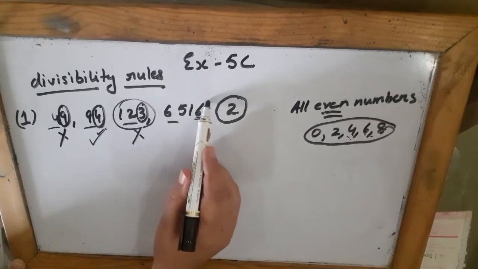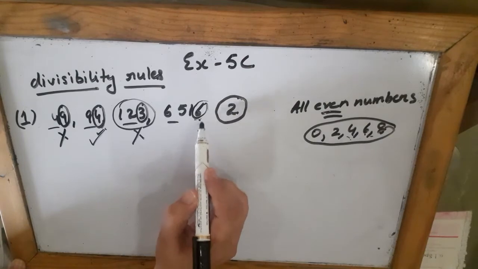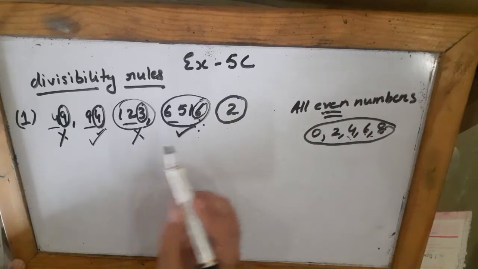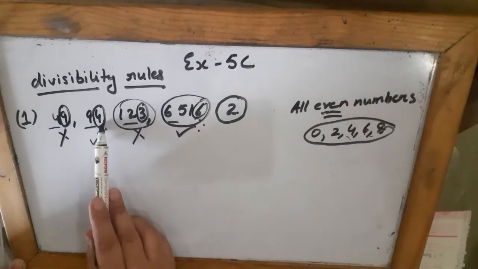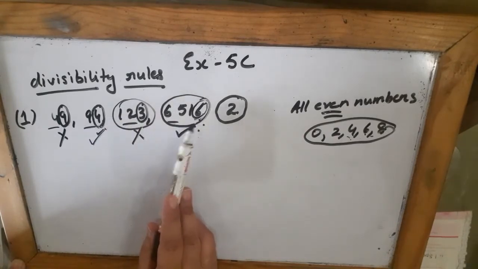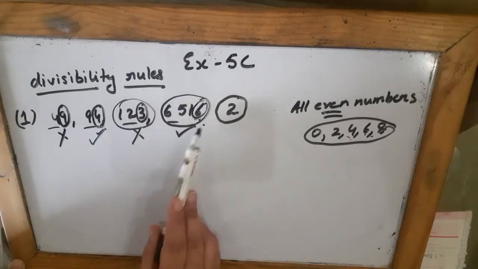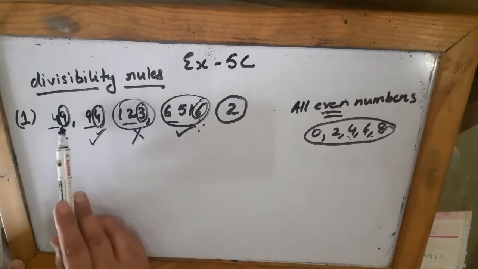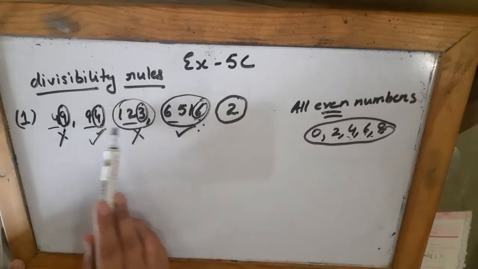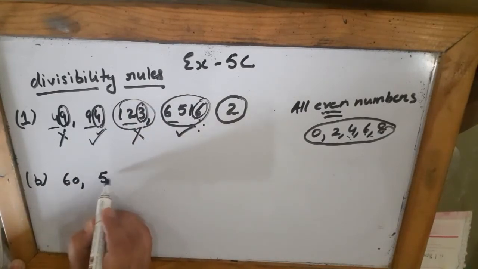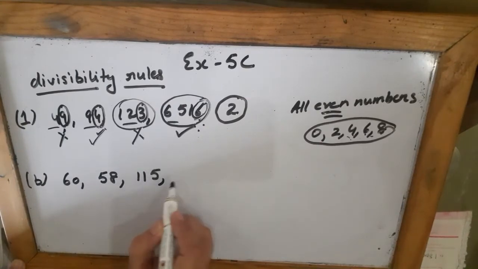Now look at the last digit in this one, 6, which is an even number, a multiple of 2, so it means this whole number is divisible by 2. So these two numbers are even numbers, because they have 4 and 6 at the end, which are multiples of 2, so these two numbers are divisible by 2. But these two numbers are odd numbers because they have odd digits at the end, so these are not divisible by 2.